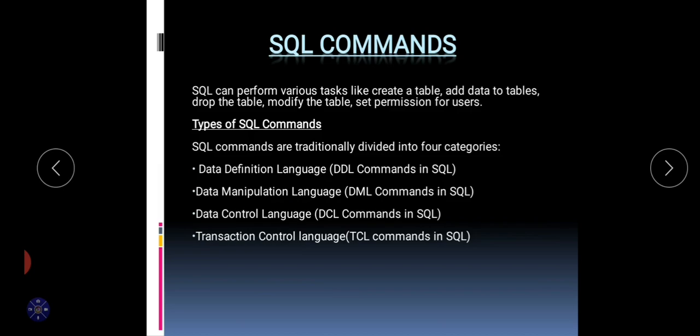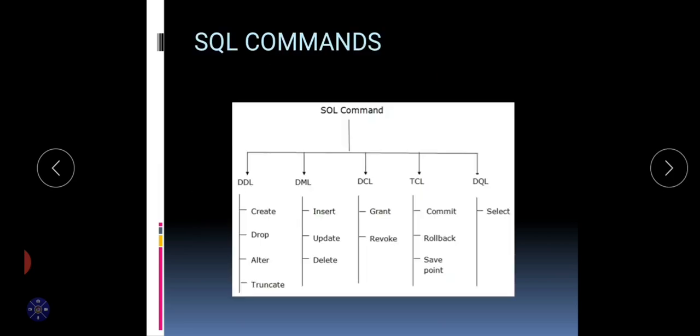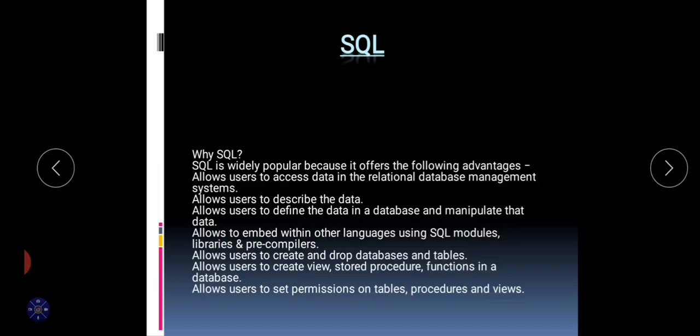This non-procedural nature of SQL makes it easier to access data in application programs. SQL commands. SQL can perform various tasks like create a table, add data to a table, drop the table, modify the table, set permissions for users. Types of SQL commands. SQL commands are traditionally divided into four categories: data definition language, data manipulation language, data control language, transaction control language. These are the types of SQL commands.